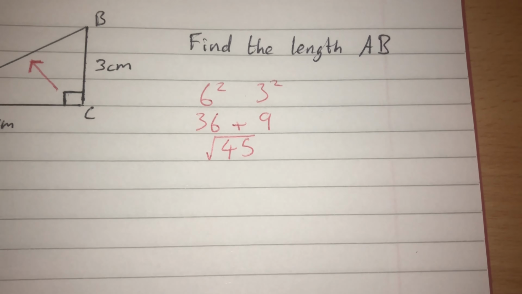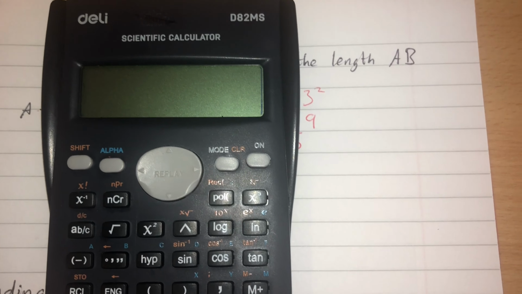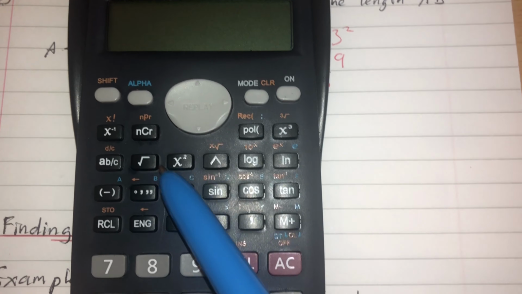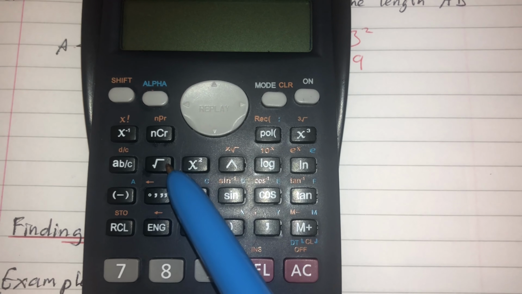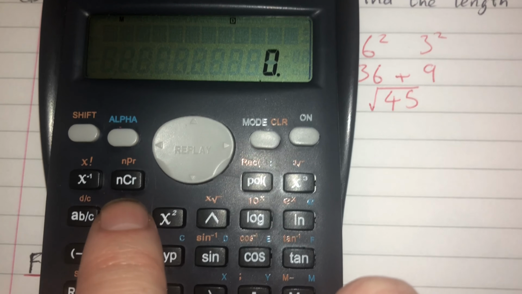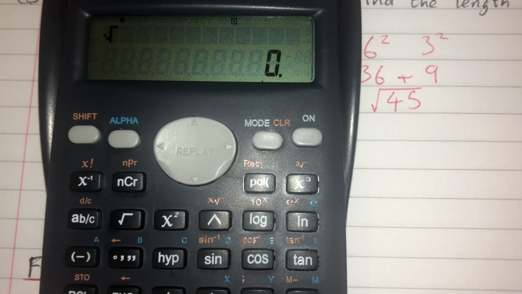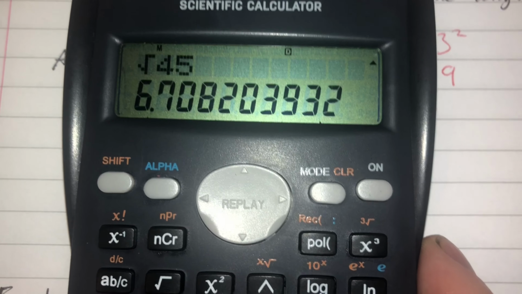Now, 45 is not a square number. So in this case, I'll need to use my calculator, okay? This button here is my square root button. Again, it might look slightly different on your own calculator, but that is a square root symbol. So I'm square rooting 45. How this works, I hit square root first, and I type in 45, and I hit equals. Now, you'll see I've got a big long answer.